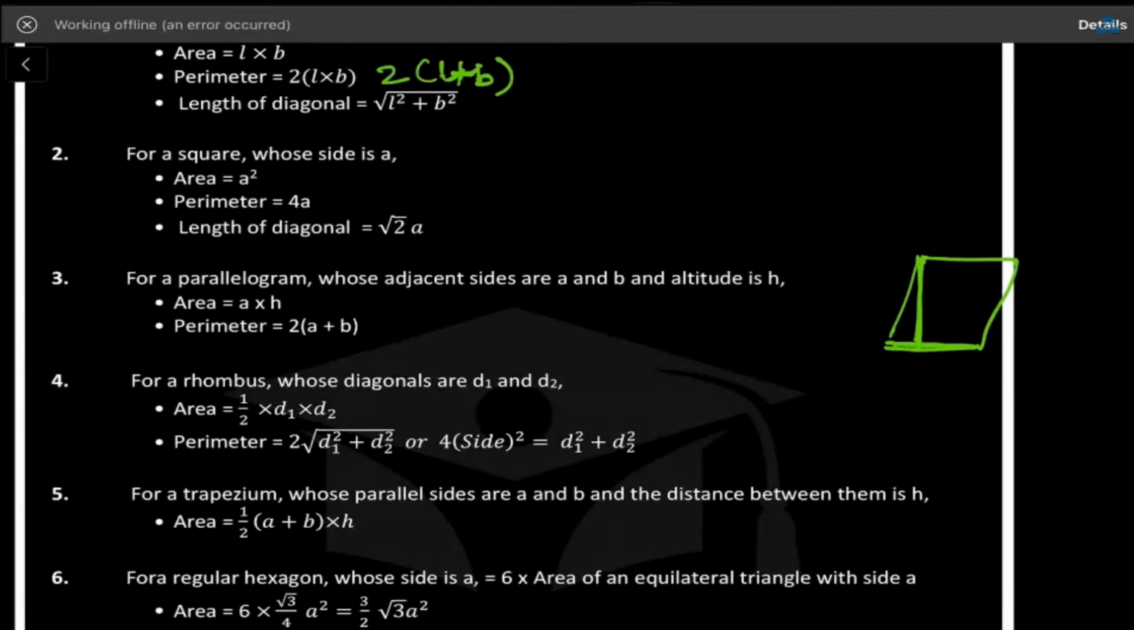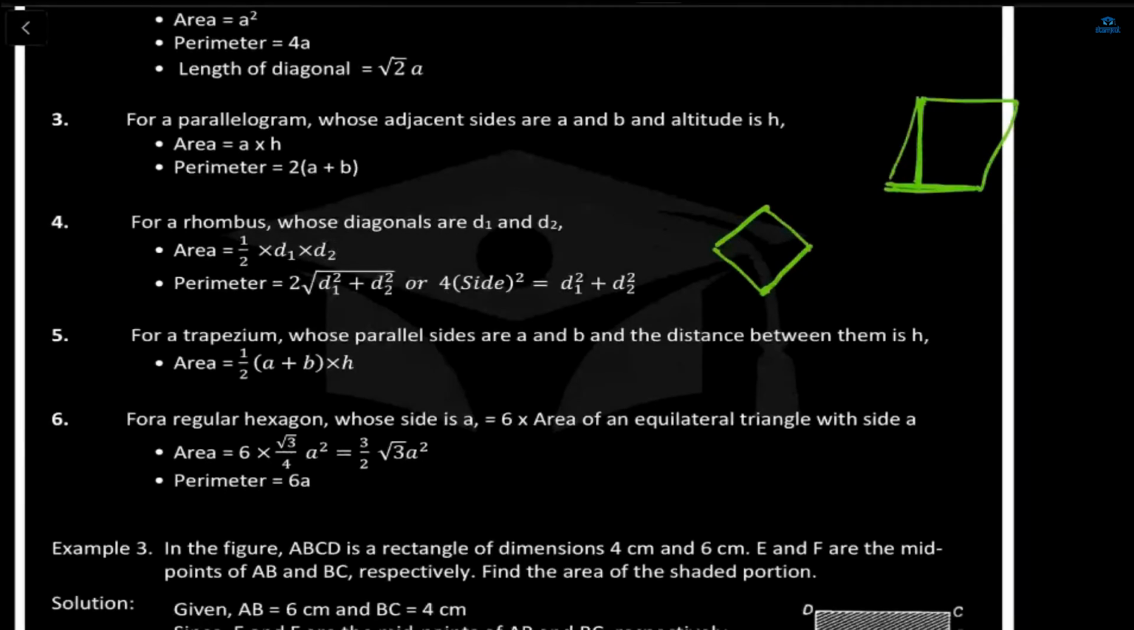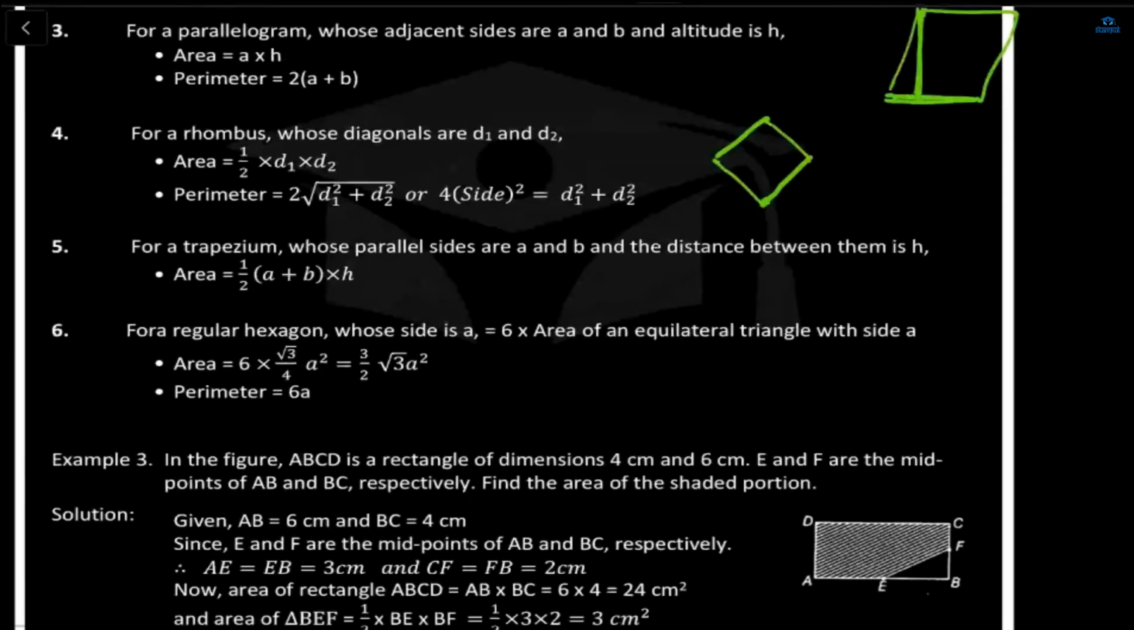Now for rhombus, you need both the diagonals. So area will be half into multiplication of both the diagonals. Understood? Half into D1 multiplied by D2. 2 diagonals are there. The rhombus figure is like this. So perimeter will be 2 root D1 square plus D2 square, or you can say 4 into side. Because all the sides of the rhombus are equal. Sides of the rhombus are equal, but in square and rhombus you have this difference only: this angle is not 90 degree.